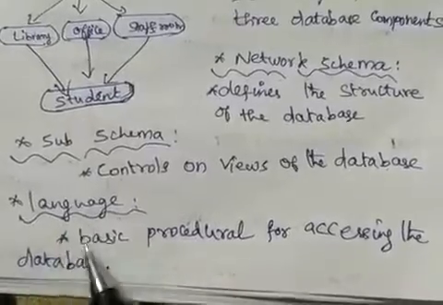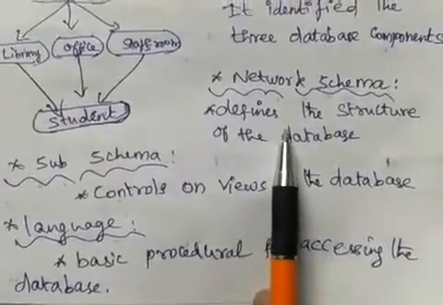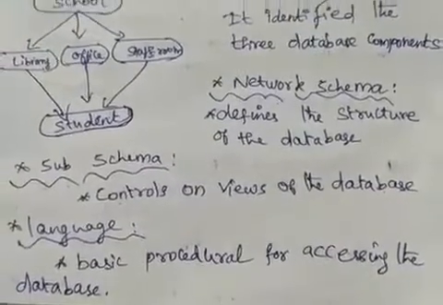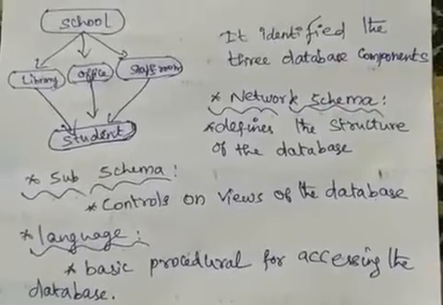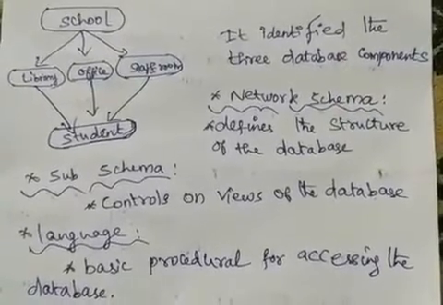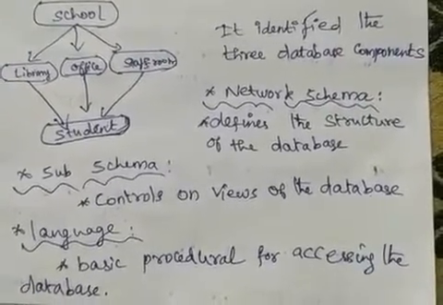Language. These 3 concepts are identified in the network model. So the network model identifies these 3 database concepts, that is network schema, subschema and language.